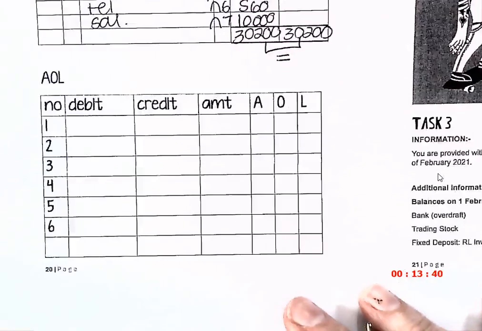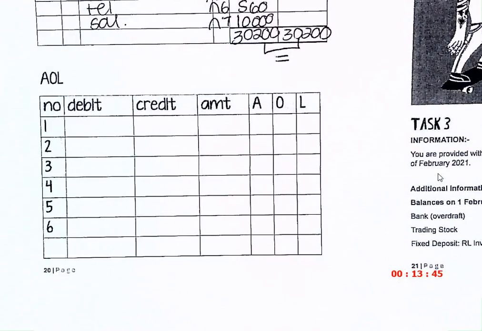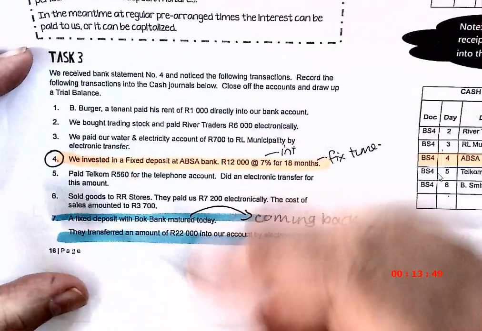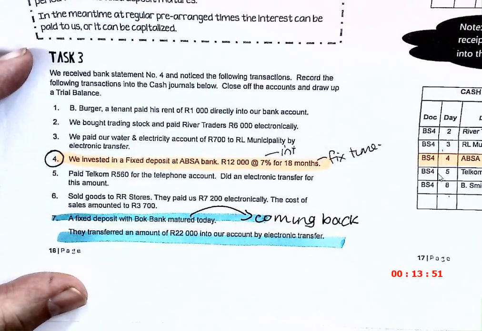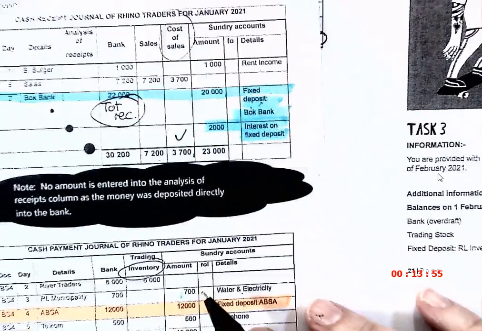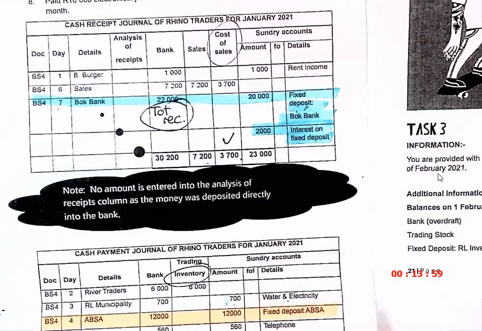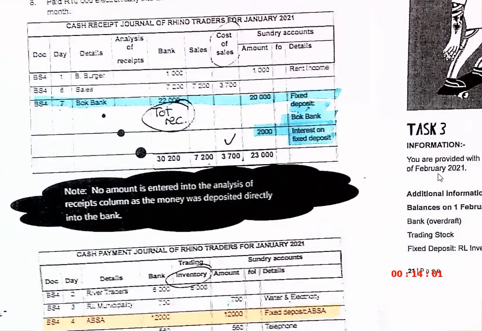So the easiest way for me to do the AOL, obviously you work through your transactions. So in a test they're going to give it to you as a transaction, they can give it to you as a bank statement, or they can give it to you as the journals already itself. Okay, so I'm going to give you the memo. So let's work through it.